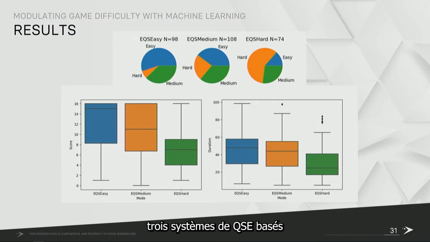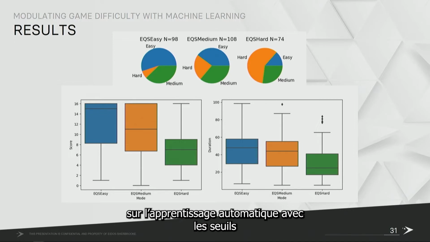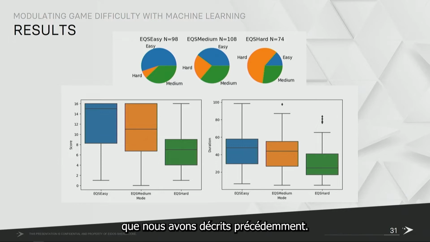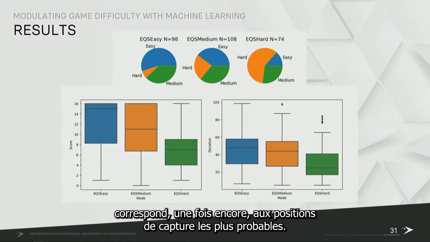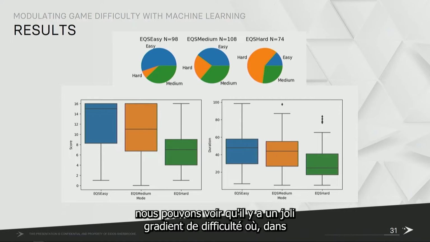So easy being we're sending the enemy character at points that are not very likely to result in a capture event. Medium being capture happening in the next 6 seconds, and the hard mode being once again the most likely capture positions. And once again, we can see that there's a nice gradient of difficulty.